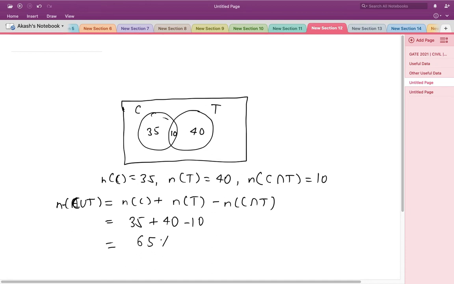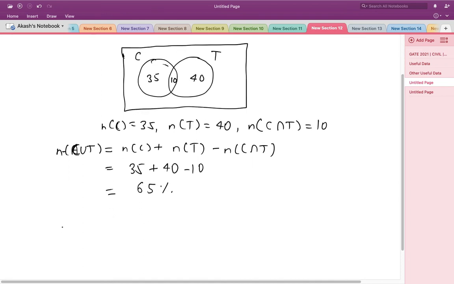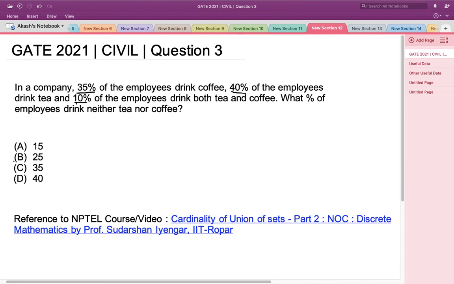Now this is the percentage of employees who drink either one of the beverages or both. The percentage of employees that drink neither tea nor coffee would be 100% minus 65%, which gives me 35%, and this is our answer. So option C, 35%, is the correct answer.